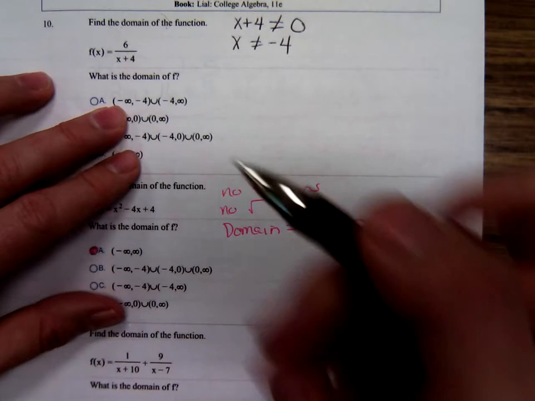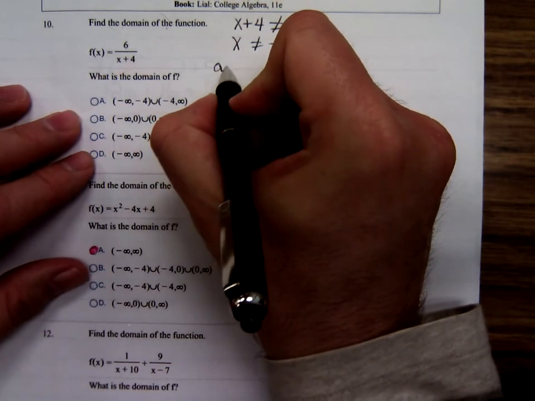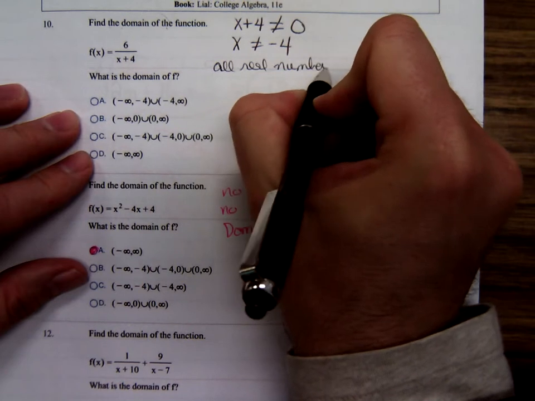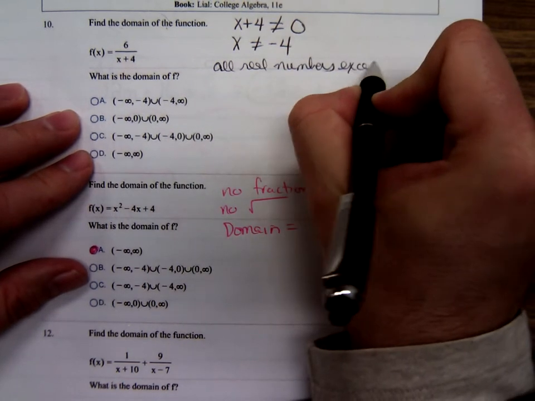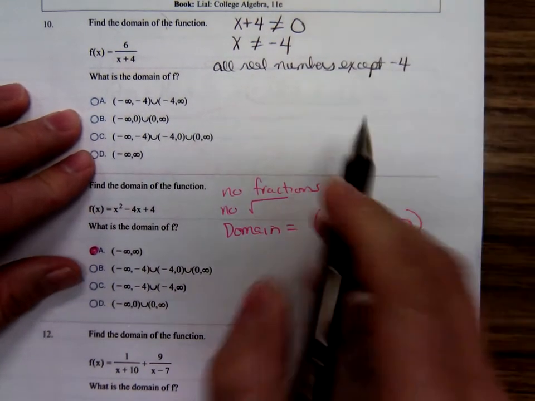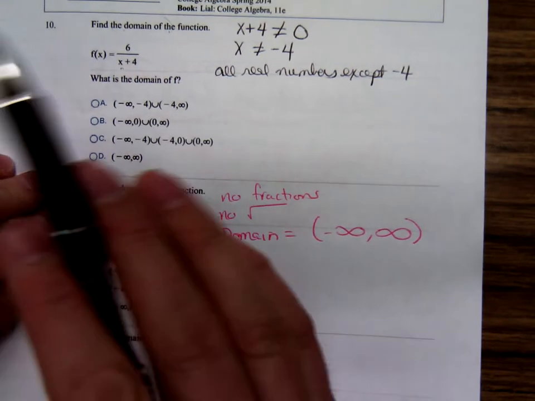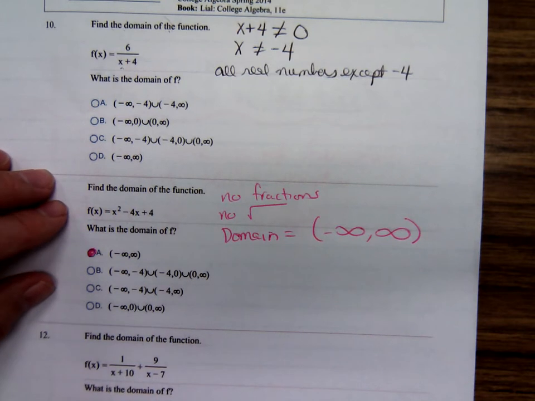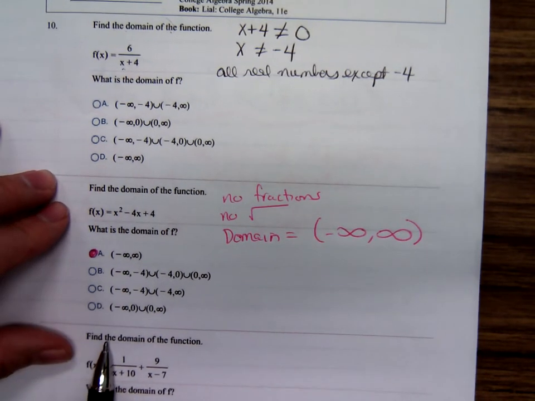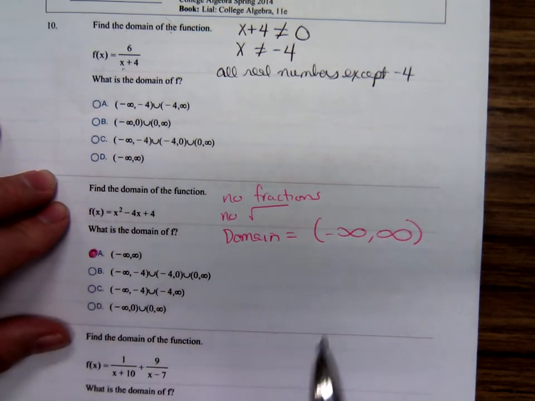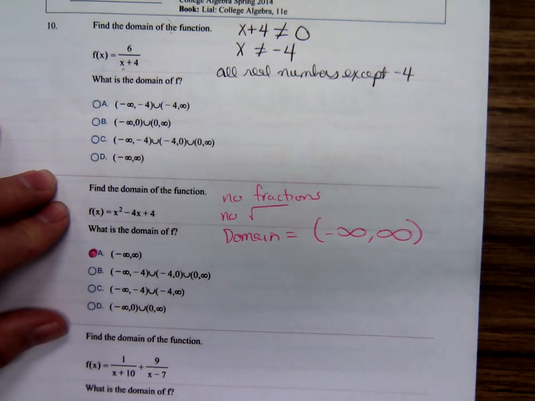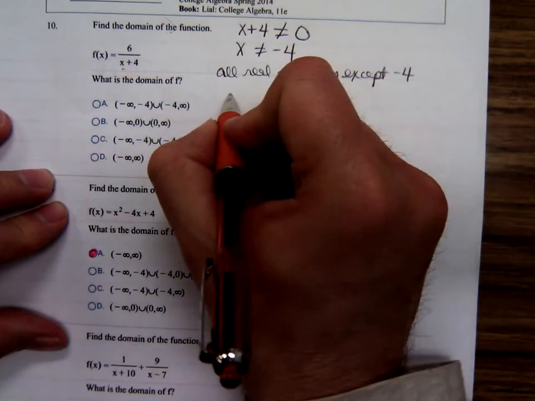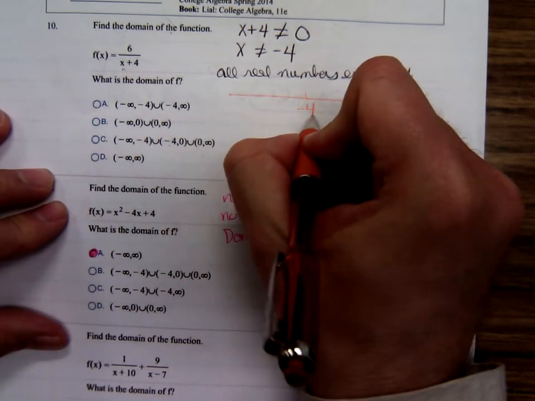All real numbers except negative 4. What numbers can you plug in for x? Anything except negative 4. But, of course, it's not written out in words. It's written out using interval notation. And the way you write all real numbers except something, if we were talking about everything except negative 4.